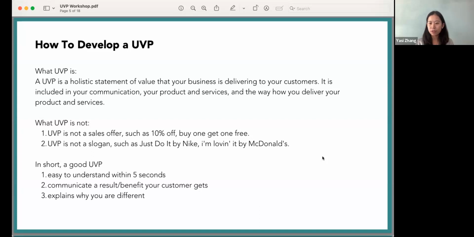So it has to be very easy to understand within 5 seconds, and communicate a result and benefit to your customers. And oftentimes we see that technology companies tend to communicate features, right? What features you have, what functions you have. But in a UVP, it's not about features, it's about results and benefits. And it also explains why you are different. So that helps you to stand out from your competitors.